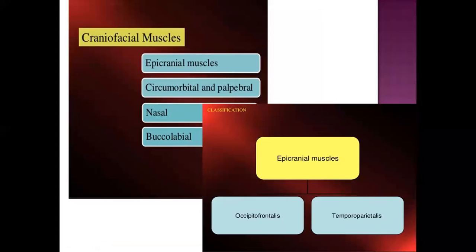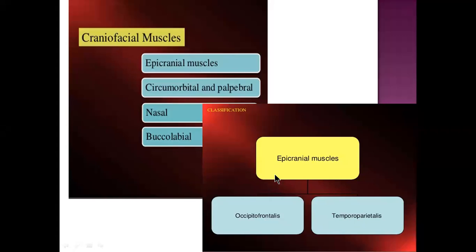You have the orbicularis oculi that closes the eyelids. Nasal, by the side of the nose, you have this nasalis, levator superior selective nasal. It will lift your nasal nails, and you see the buccolabial, from the cheek to the lips. Occipitofrontalis, temporoparietalis, epicranial muscles.